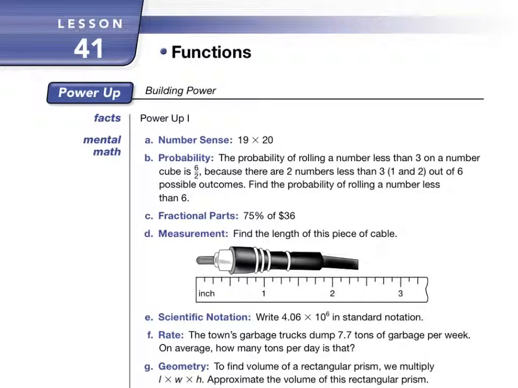Okay, good morning. Today's lesson is lesson 41 on functions. So get out your notebook, write the title down, and we'll take notes. I have several examples.